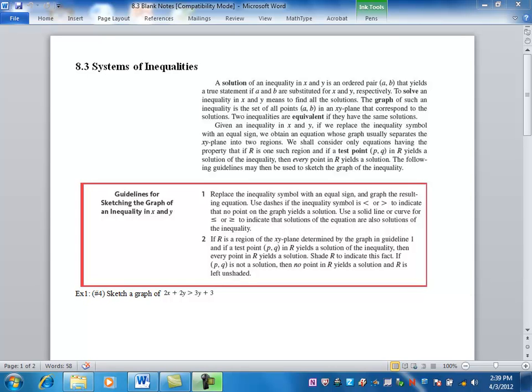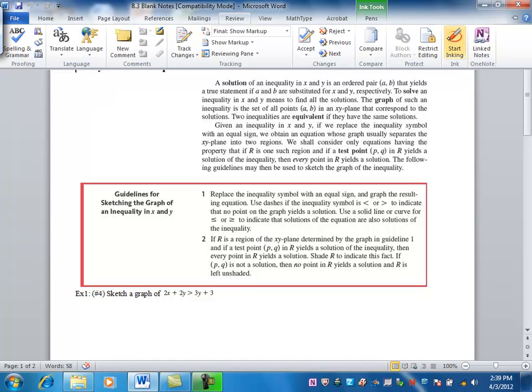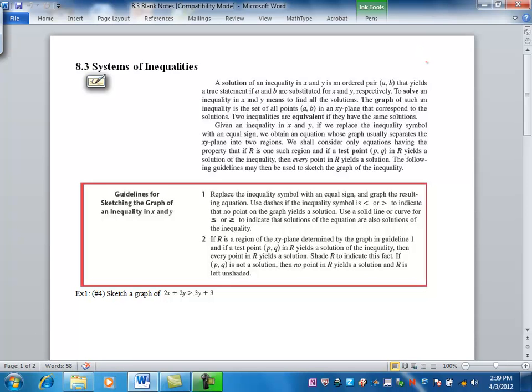Now, the last two lessons we've studied systems of equations, and I hope that you'll find that systems of inequalities aren't a lot different than working systems of equations. A solution of an inequality in x and y is an ordered pair that yields a true statement if we substitute a and b into x and y respectively. And so we have to find all solutions.